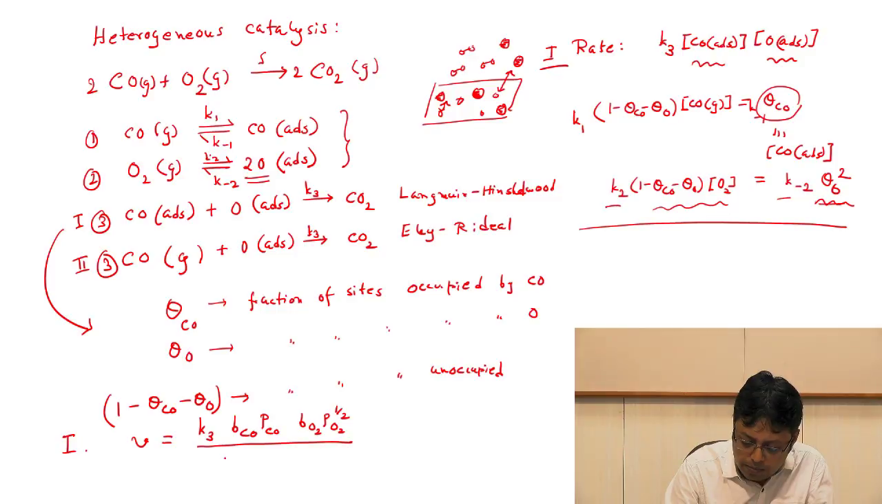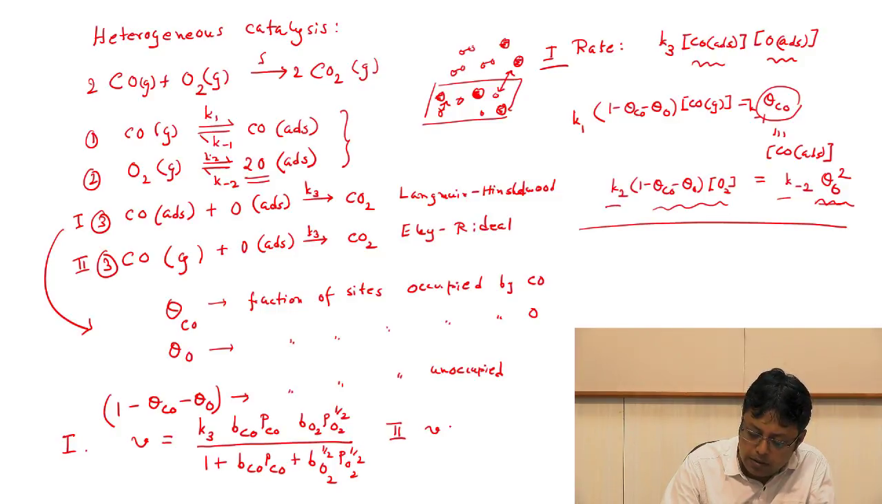And divided by, I'll have basically 1 plus BCO PCO, plus BO2 to the power half and PO2 to the power half. And for the second mechanism, you will have the rate equal to K3 times, for the other mechanism, whereas for this first mechanism there will be a square.